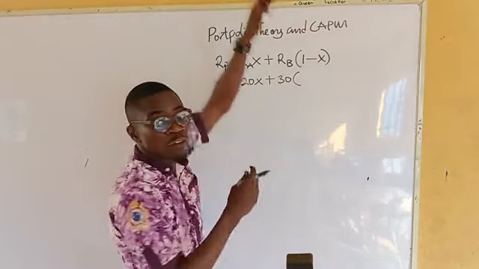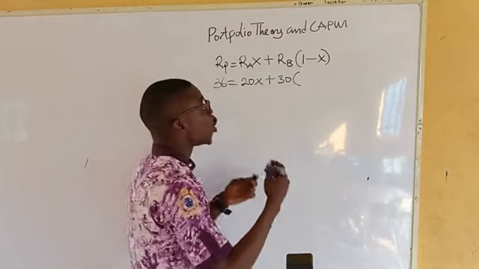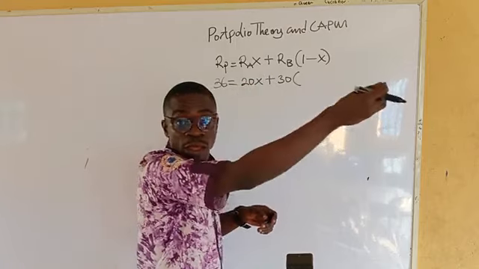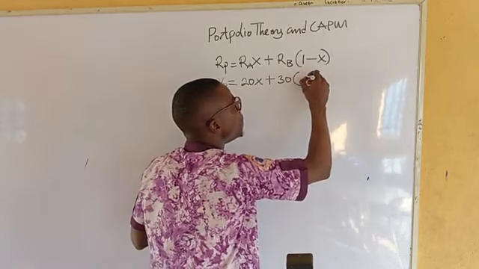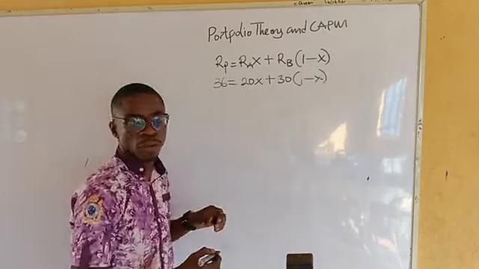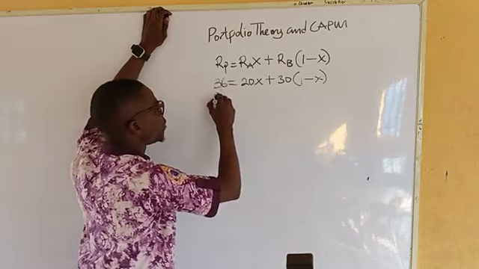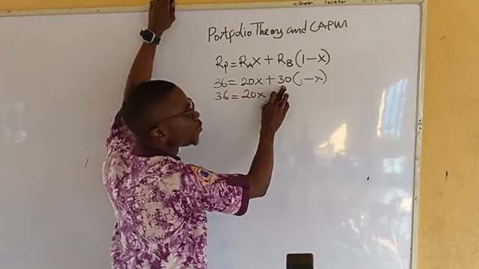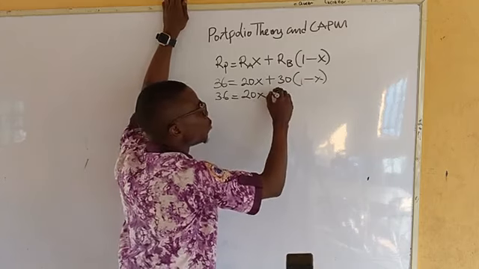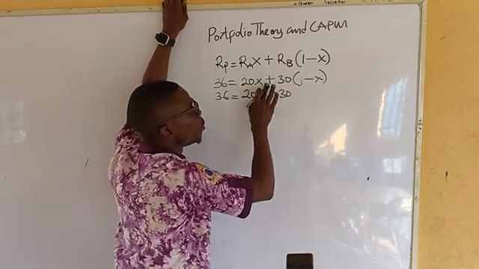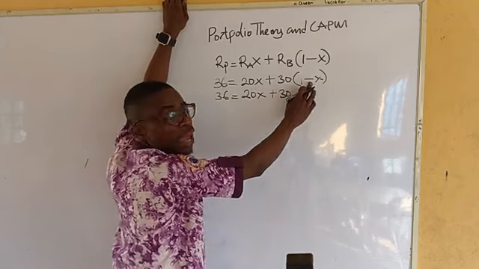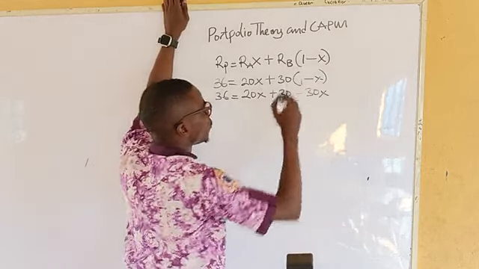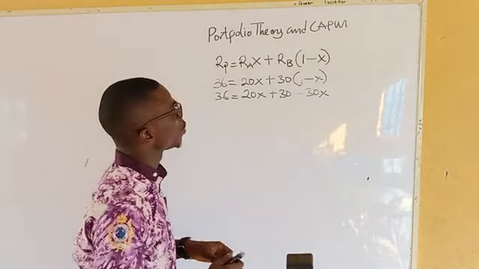Now, do we know the proportion of investment in B? We don't know it. So because we don't know it, we know that if we have invested in A, the remaining will be in B. That's why we have 1 minus X. Are we together? We now collect like terms. So 20x, 30 minus 30 times 1 will give us plus 30. Plus 30 times minus x will give us minus 30x. So, how do we get?